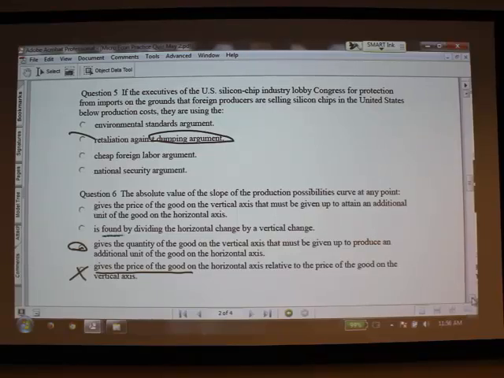Found by dividing the horizontal change by a vertical change would be not rise over run, but run over rise. Not only that, it wouldn't give you the absolute value. So this is not right. And again, gives the price of the good. No, gives the quantity of the good.